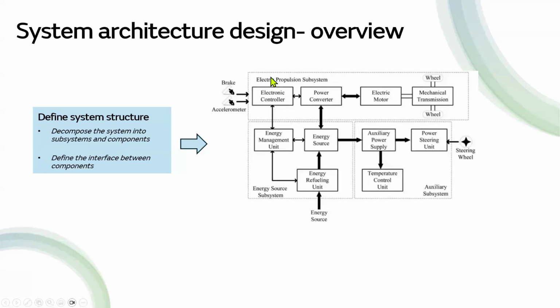As part of the electric propulsion subsystem, I will have a power conversion subsystem, an electric motor subsystem, and an electronic control subsystem, and so on. You may also have a subsystem for energy sources, a subsystem for auxiliaries, a subsystem for propulsion, and how they interact with the external world. That's how you do your architecture design. You take your input, which is the requirements, and using the requirements, you define the subsystems and components in order to meet that system.